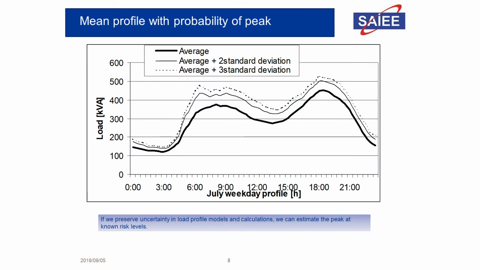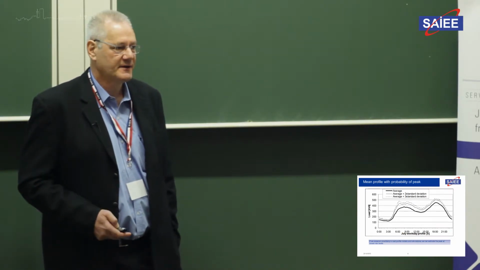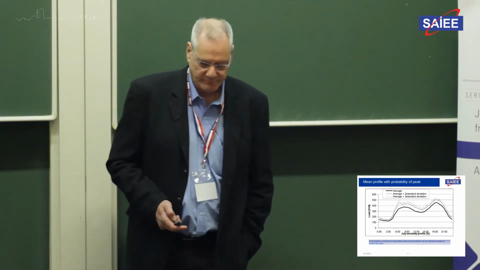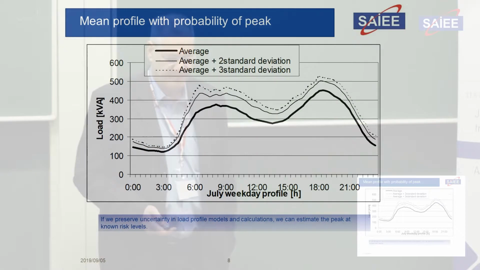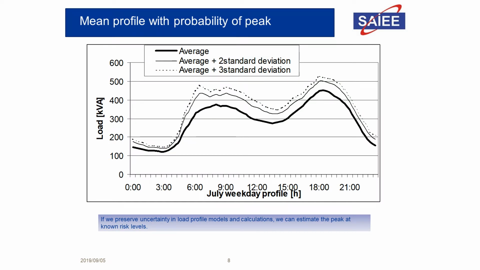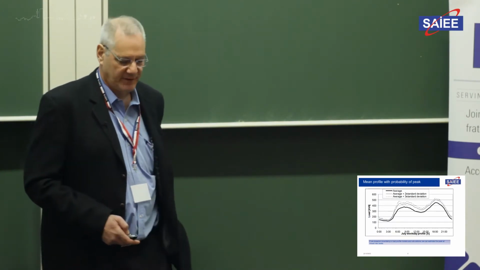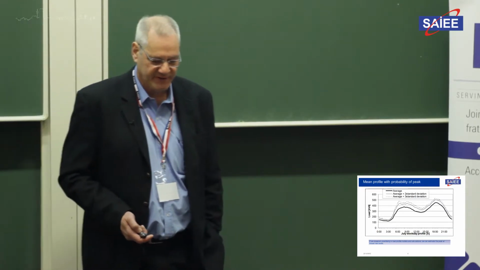Now, another interesting thing about the mean profile with uncertainty is that you can use that as a definition for your peak. You can say your mean profile plus so many quanta of uncertainty, or of standard deviation, gives you your peak value. And that's how you can put a risk on the peak value. And you can ask that question in reverse. You can say, if I have this peak value, what were the chances of me, what was the risk on that? What was my exposure on that? So if we work with the mean profile and an uncertainty, then we preserve the uncertainty in the load profile models and calculations, and we can work with that uncertainty all the way up as we add those loads up to higher levels. And we can work with known risk levels.